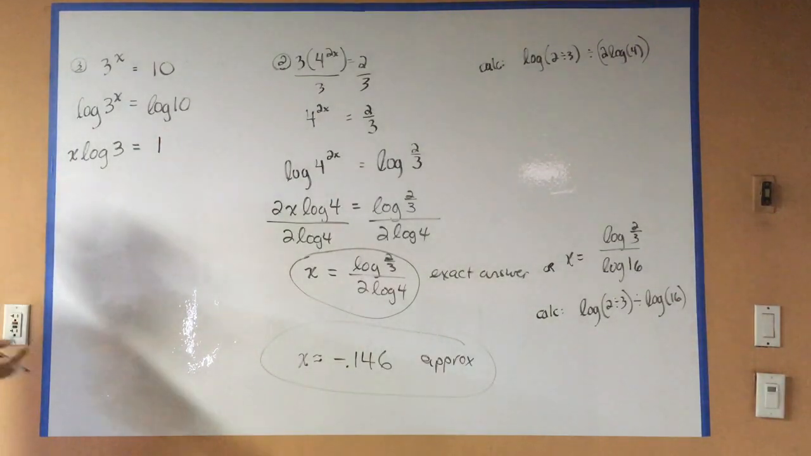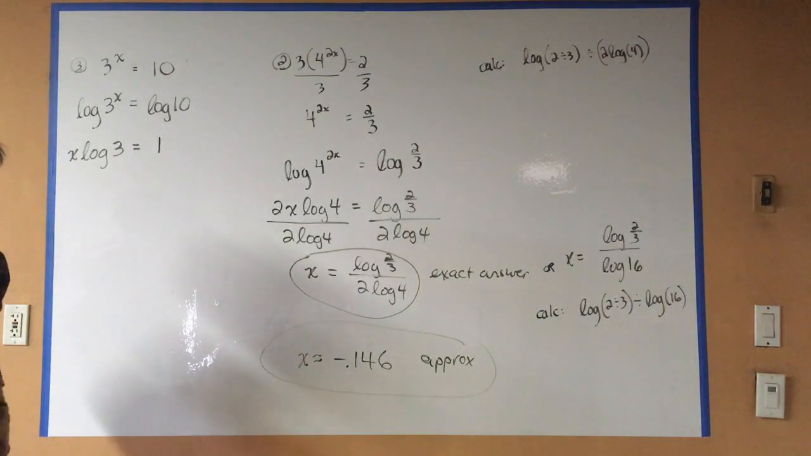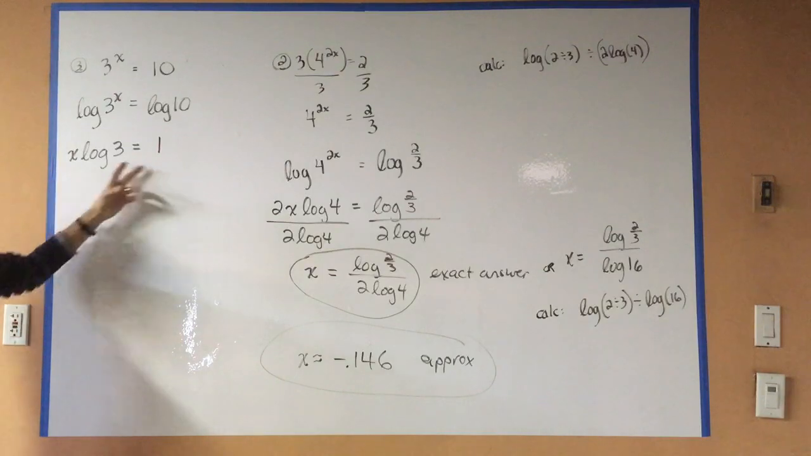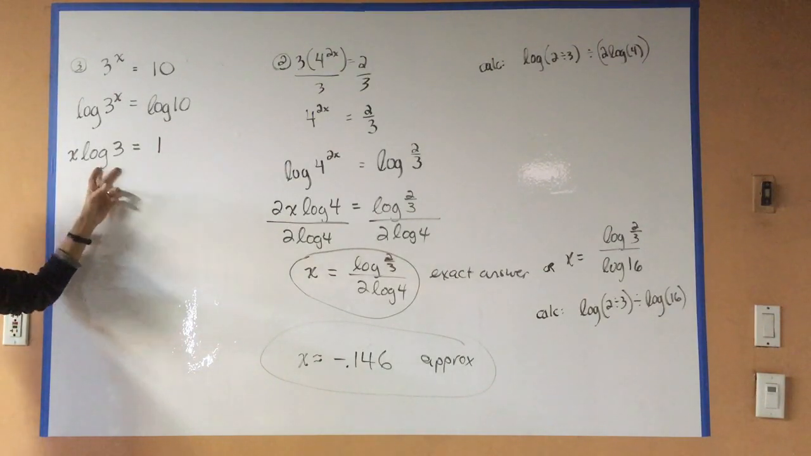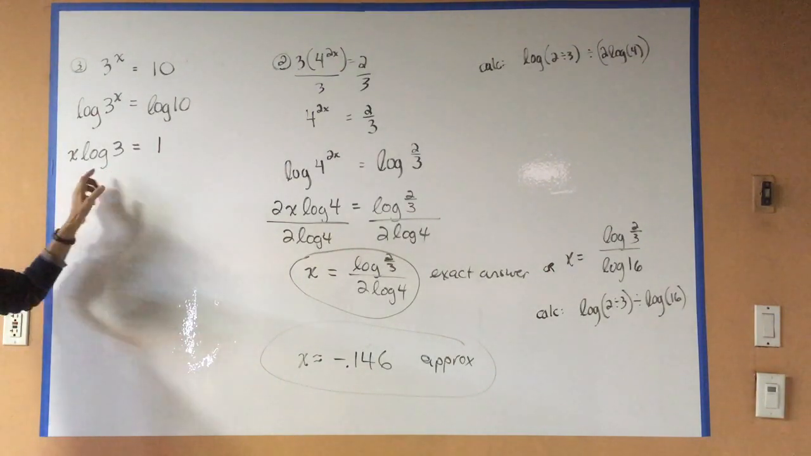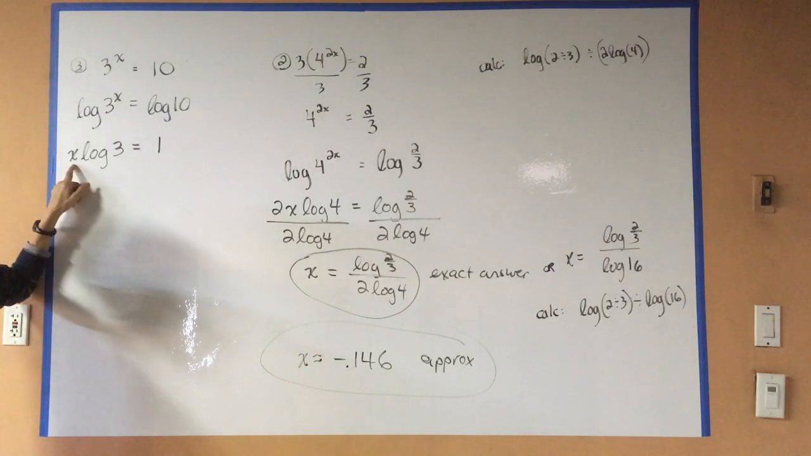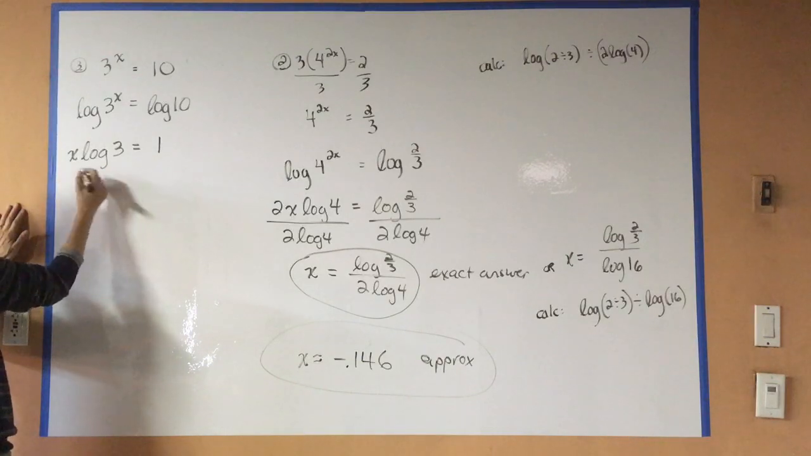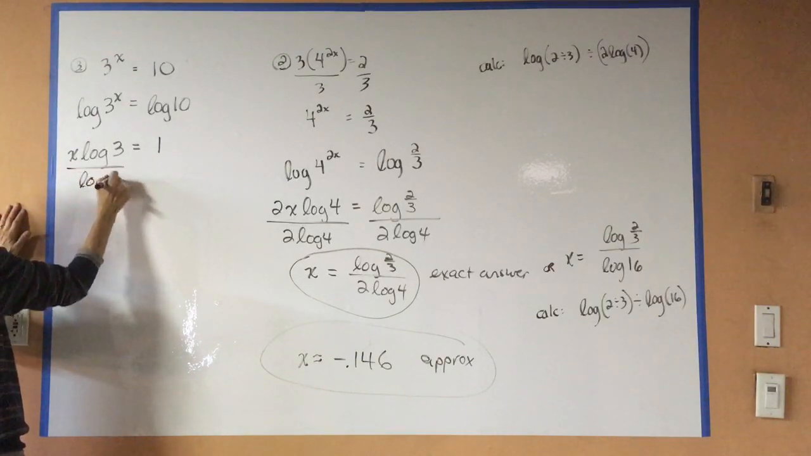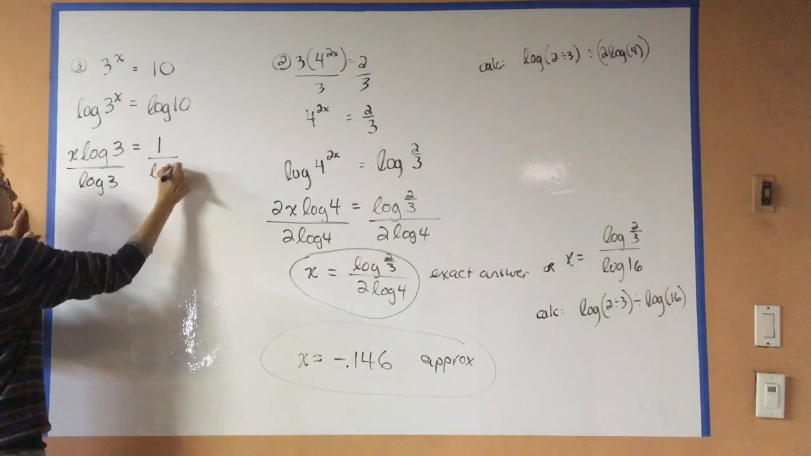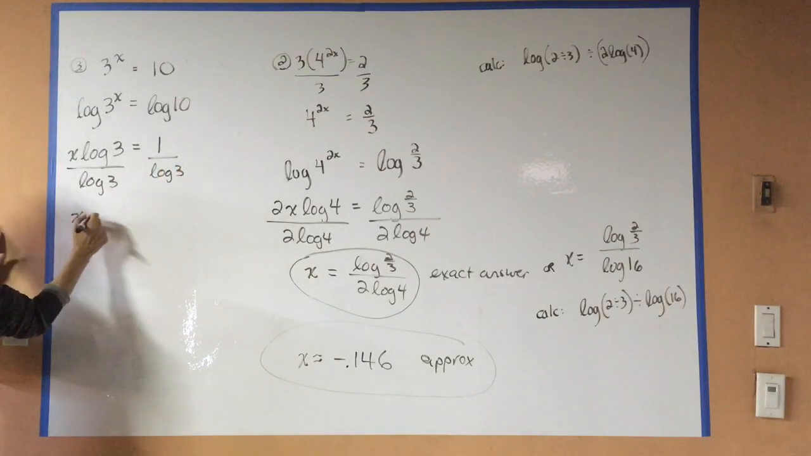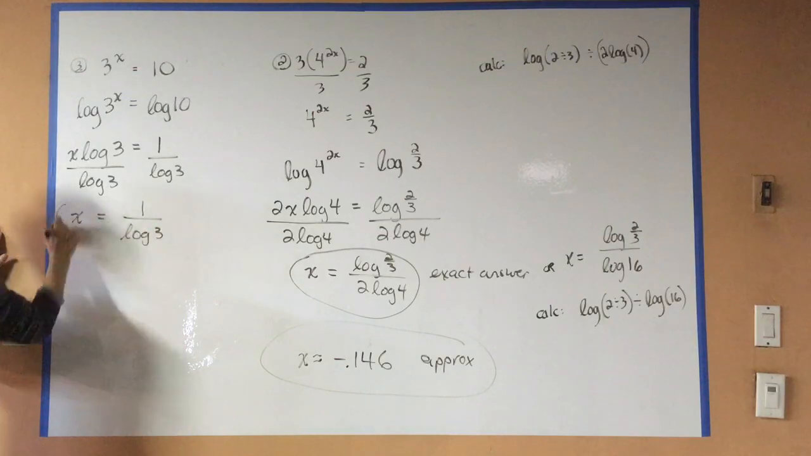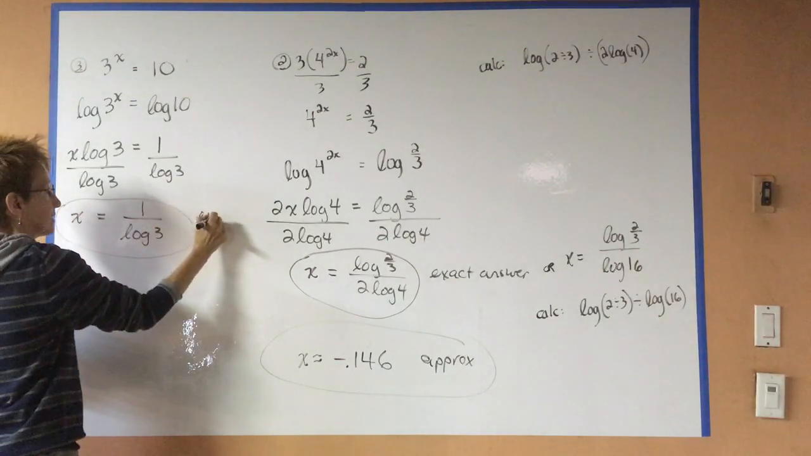It made my life a little easier by introducing that log base 10 instead of ln, which is log base e. So what kind of an equation is this? It's linear. I know it has a log in it, but the log is just a constant. The equation where the unknown is, it's linear. So all I have to do to solve for x, that x is multiplying with the log of 3, so I just need to divide by log of 3. So divide both sides by log of 3. This is x equals 1 divided by log of 3. This is my exact answer.